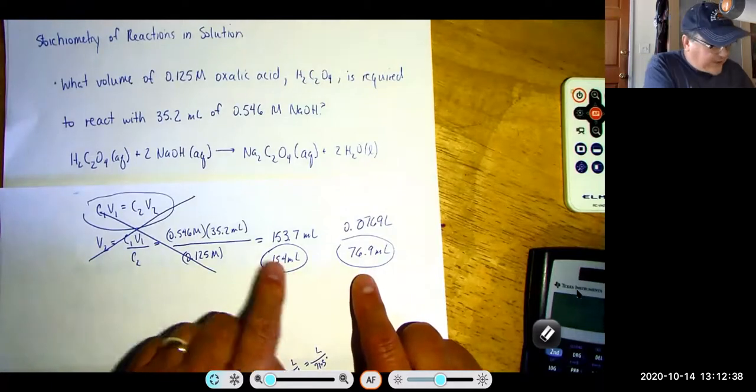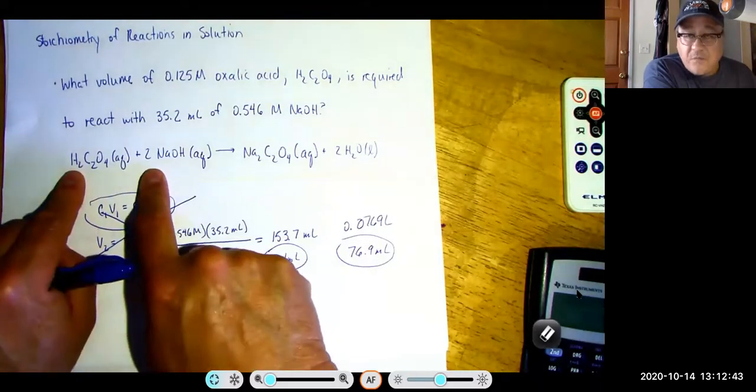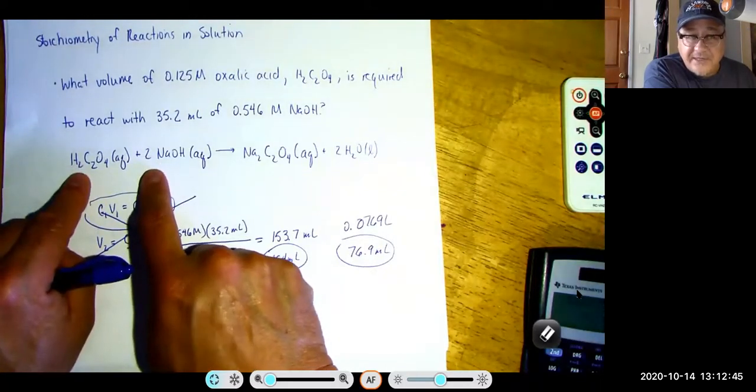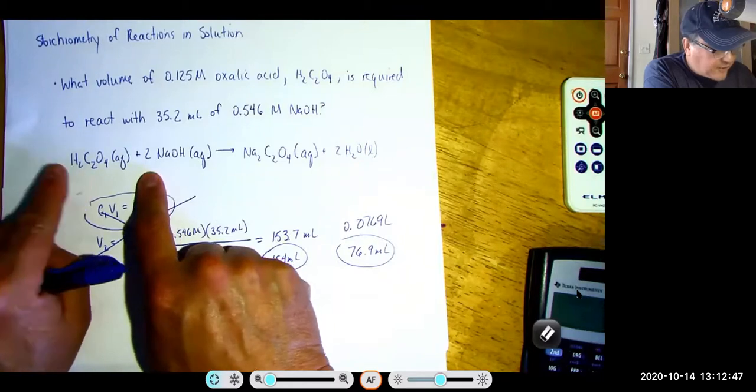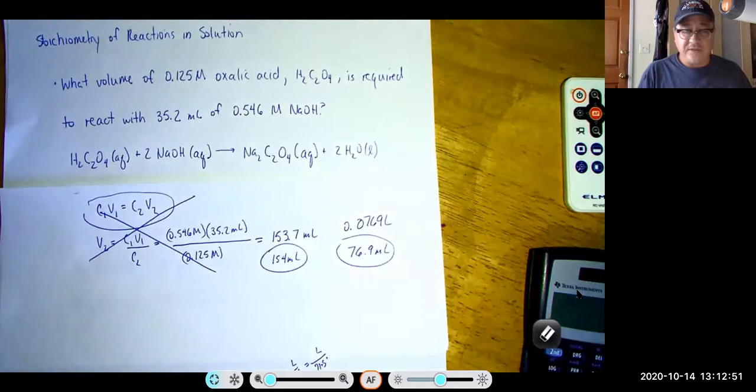The answer is, this method is only good when the ratios are the same, 1 to 1, 2 to 2, 3 to 3. When the ratios are different, like 1 to 2, this method does not work. So never use that method in my class.